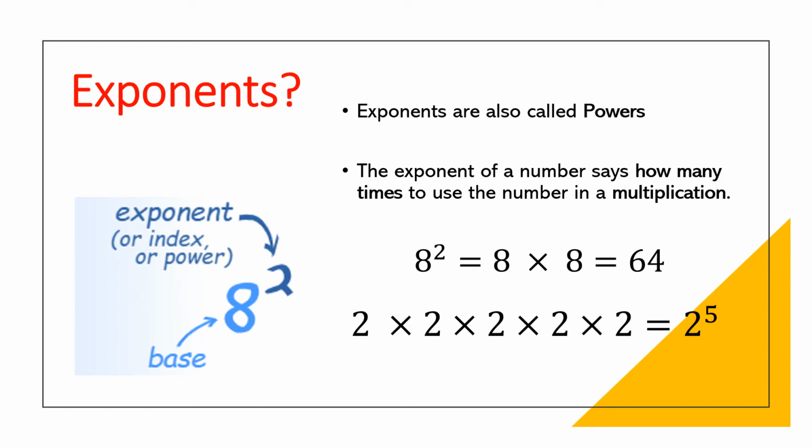For example, 8 to the power of 2 means 8 times 8, 2 times, so that would be equivalent to 64. Next, if you multiply 2 times 2 times 2 times 2 times 2, 5 times, then we write the number 2 with a little 5 on top. The big number is called the base, and the smaller number on top is called the exponent or the power.